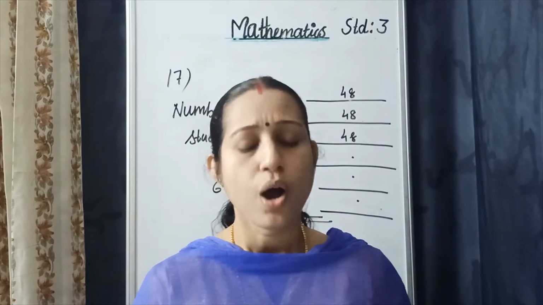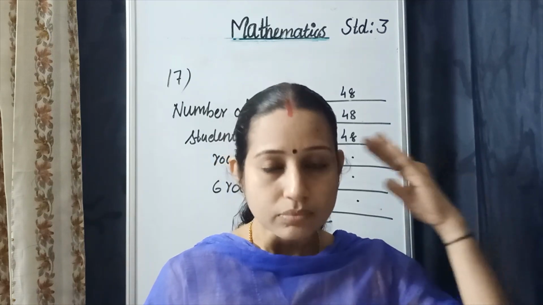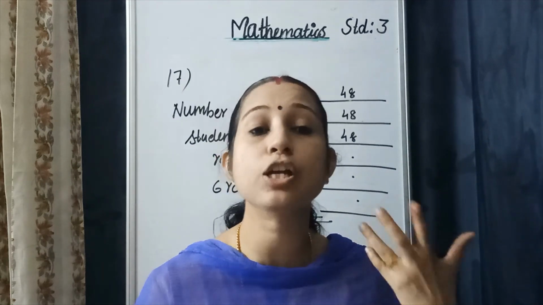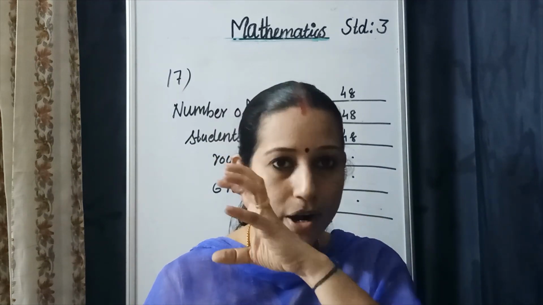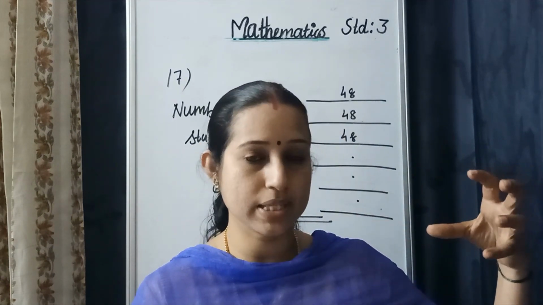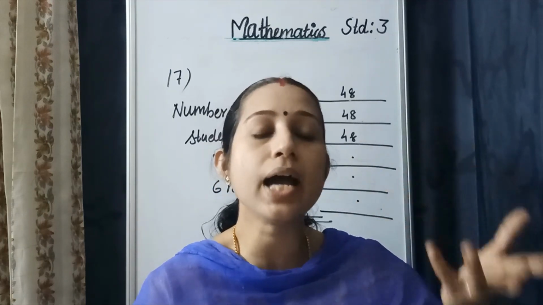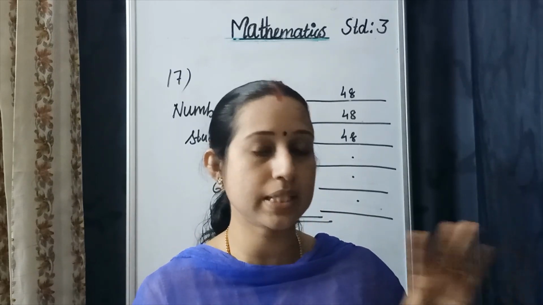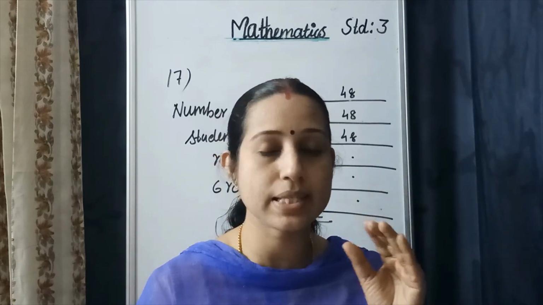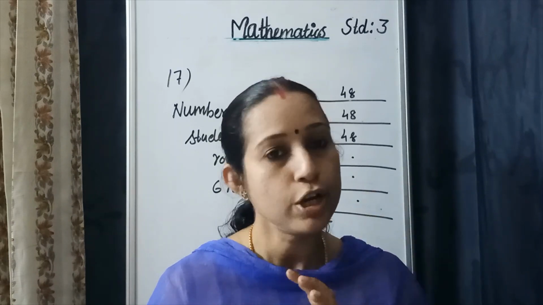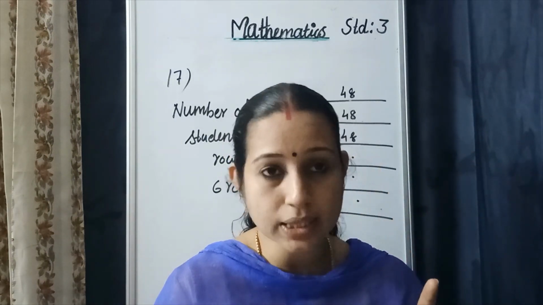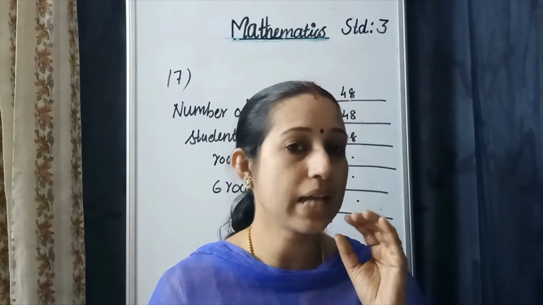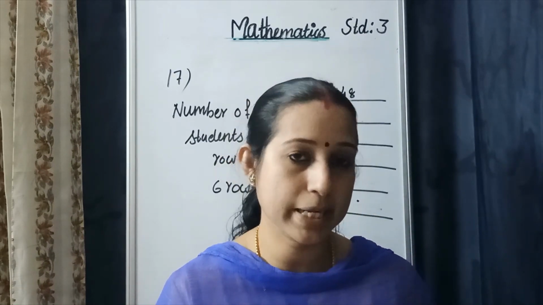Clear now? So in this question, details of one thing are given, and asked for many. Here the number of students in one row is given. Now we have to find the number of students in 6 such rows, the same number of students in each row. So details of one thing are given and asked for many. In that situation, we use multiplication.